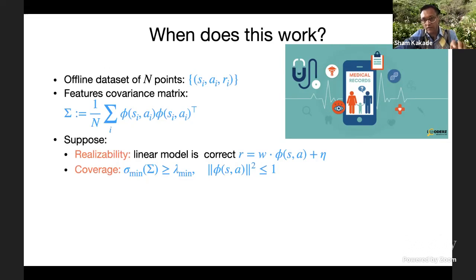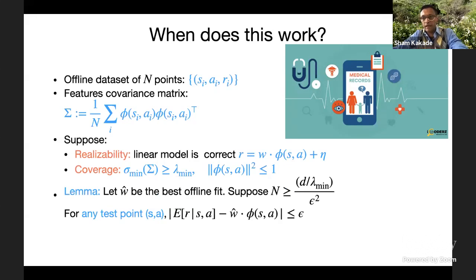And let's suppose we have this coverage property, because if we're going to do well, we had better see all directions of the data, all directions of our features. This coverage assumption is literally a minimal eigenvalue assumption on this covariance matrix. If that's bounded away from 0, we've effectively seen all the directions in our data. Under these two assumptions, it's pretty straightforward to convince yourself that provided we have an amount of data that scales with d over epsilon squared divided by lambda min, we'll be accurate on any new test point.